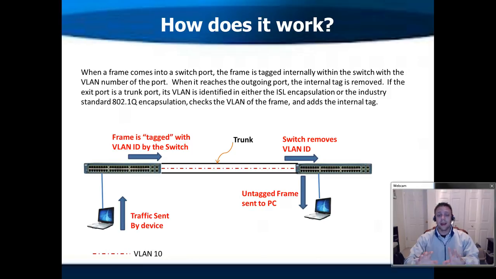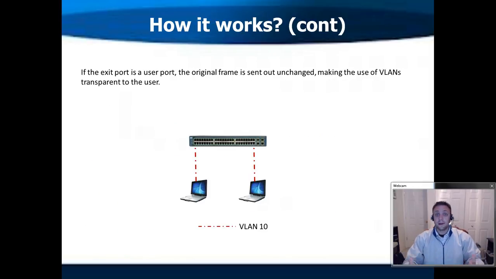And in fact, if that wasn't done, and that VLAN tag was left in that frame and it came down to the PC, the PC would actually throw the frame away, because it would essentially look at that frame as being corrupted. So it would just kind of toss it away. So it's actually good that the switch removes that VLAN tag for us, and that's the way it's supposed to work anyway. So how does it work? Continued. If the exit port is a user port, the original frame is sent out unchanged, making the use of VLANs completely transparent to the user and the end device.